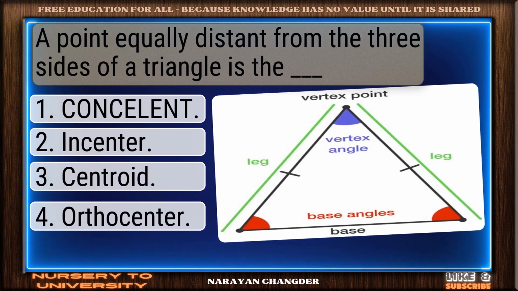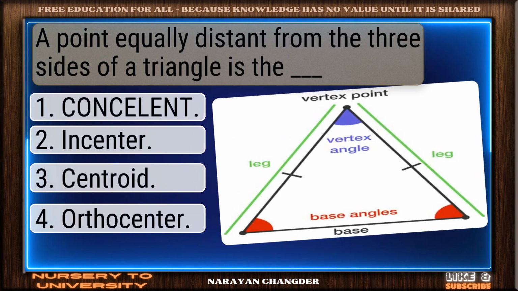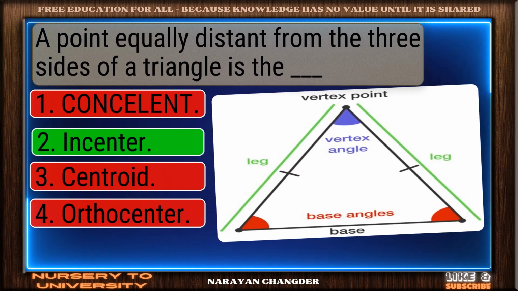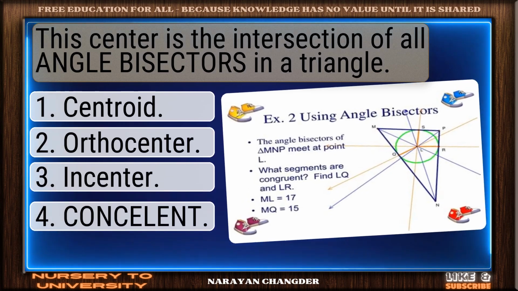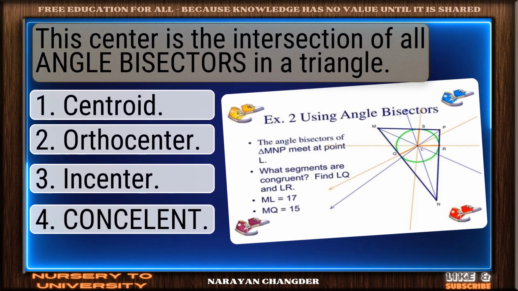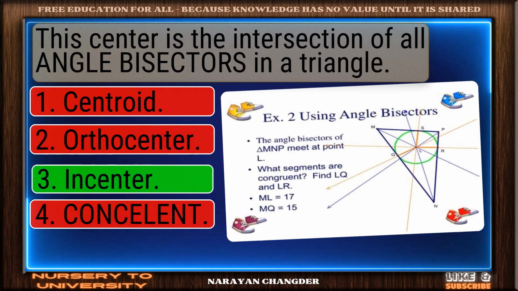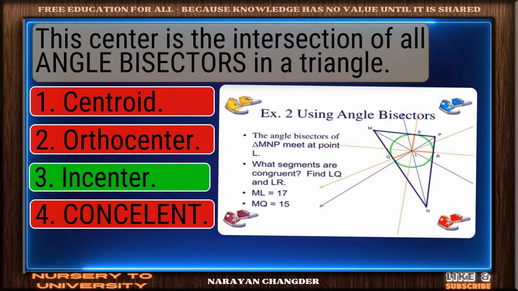Question number 36. A point equally distant from the three sides of a triangle is the dash. Bravo. Incenter is the answer. Question number 37. This center is the intersection of all angle bisectors in a triangle. On track. Incenter is the correct answer.